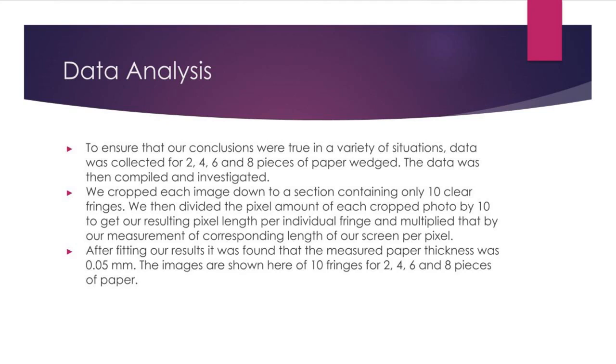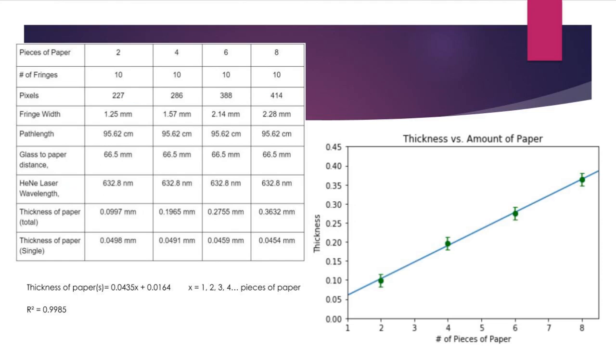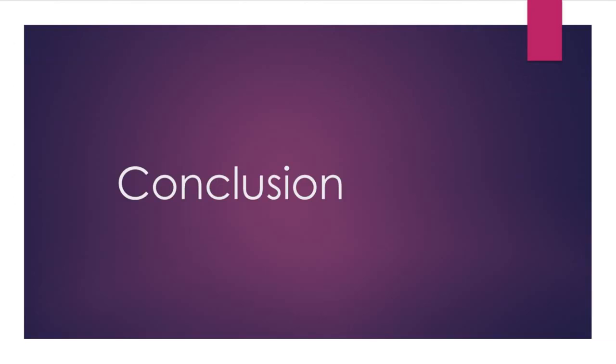We cropped each image down to a section containing only 10 clear fringes. We then divided the pixel amount of each cropped photo by 10 to get our resulting pixel length per individual fringe, and multiplied that by our measurement of corresponding length of our screen per pixel. After fitting our results, it was found that the measured paper thickness was 0.05 millimeters, or 50 micrometers. The images are shown here of 10 fringes for 2, 4, 6, and 8 pieces of paper.